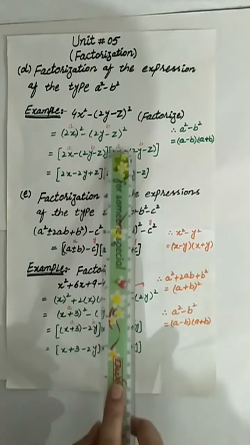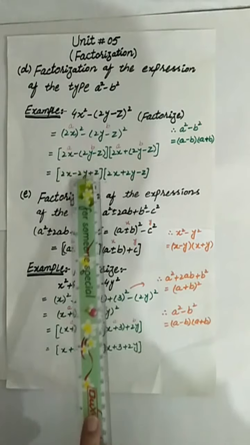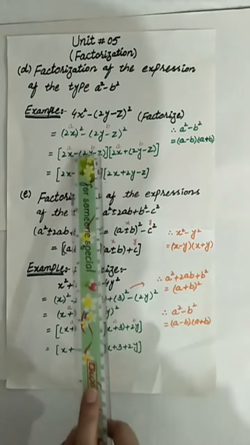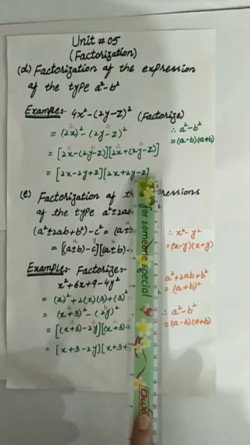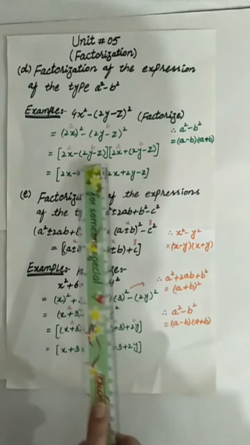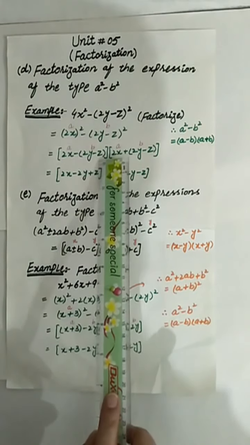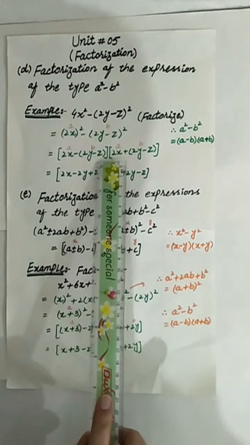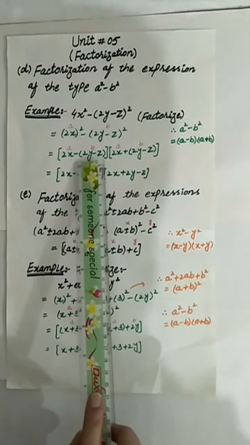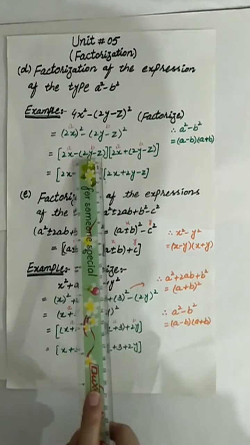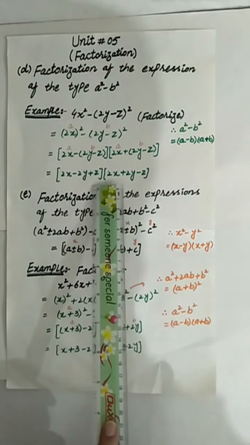Now after multiplying this value 2y minus z with this negative sign, this expression will become equal to (2x minus 2y plus z) into (2x plus 2y minus z). Here we will use the bracket, because if we do not use the bracket, then the negative sign appears only with this term 2y, not with this z. So this z will remain negative, and the answer will be wrong.